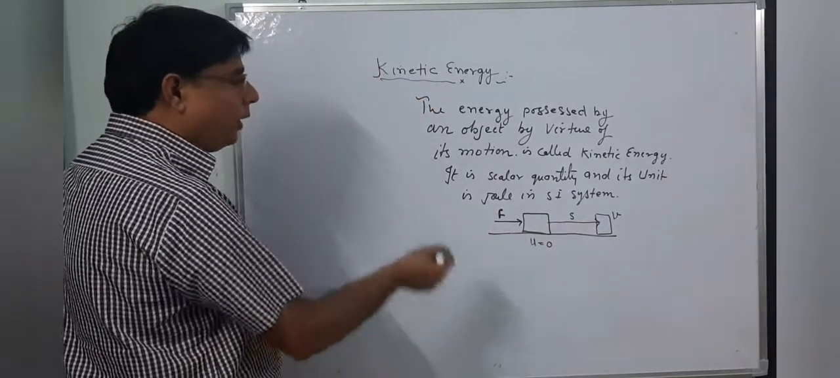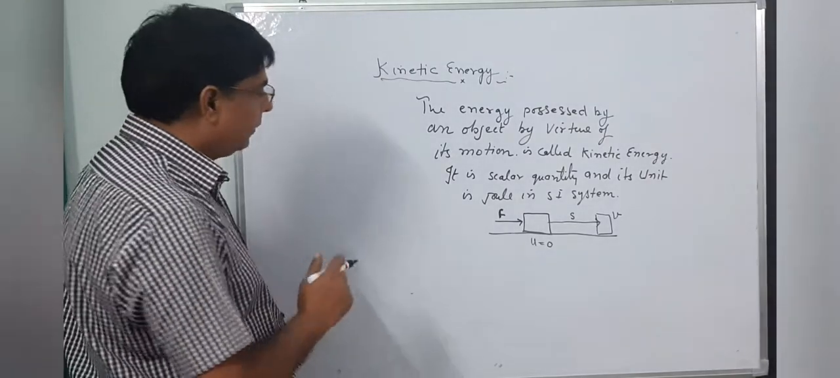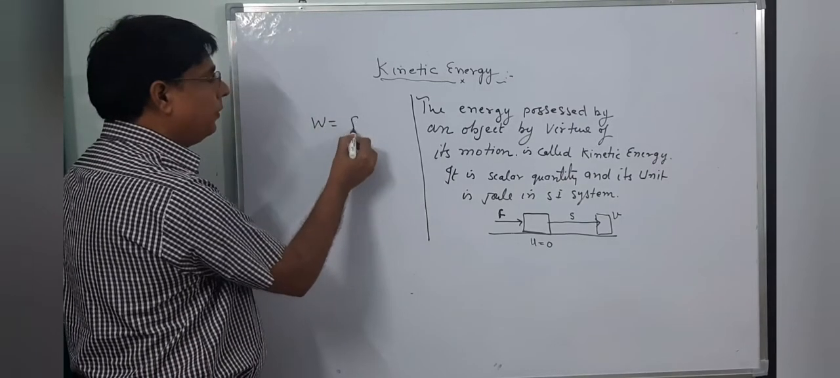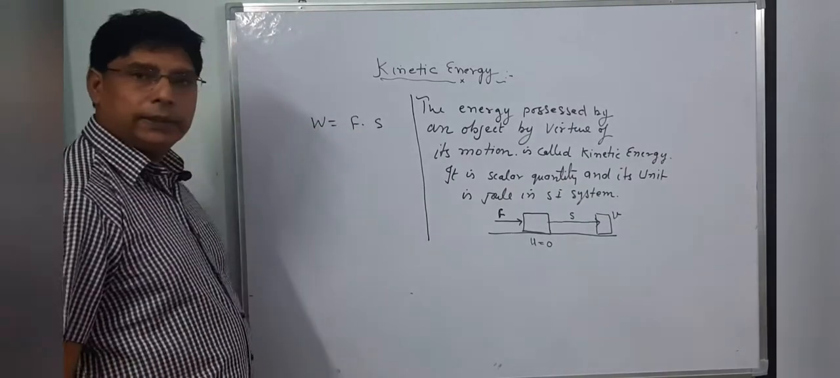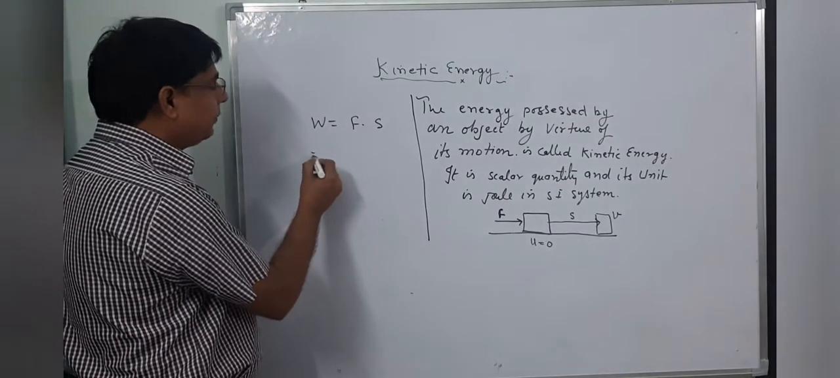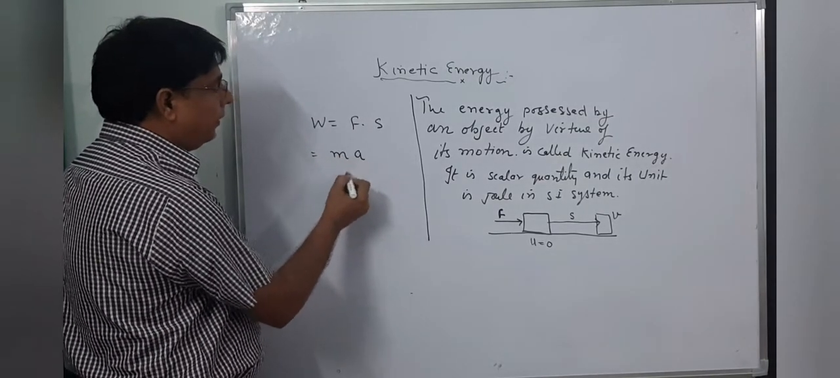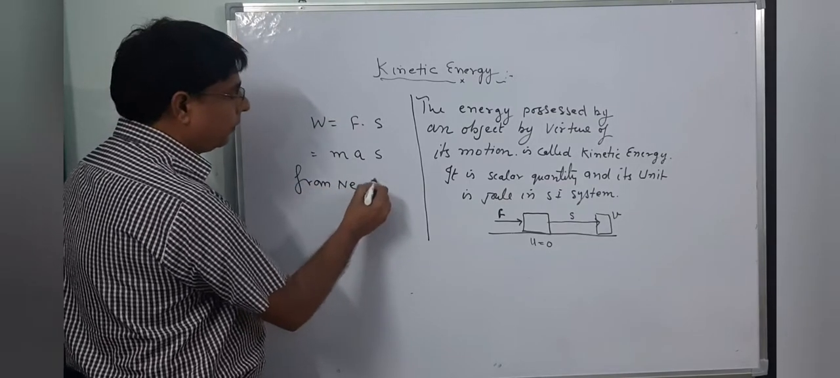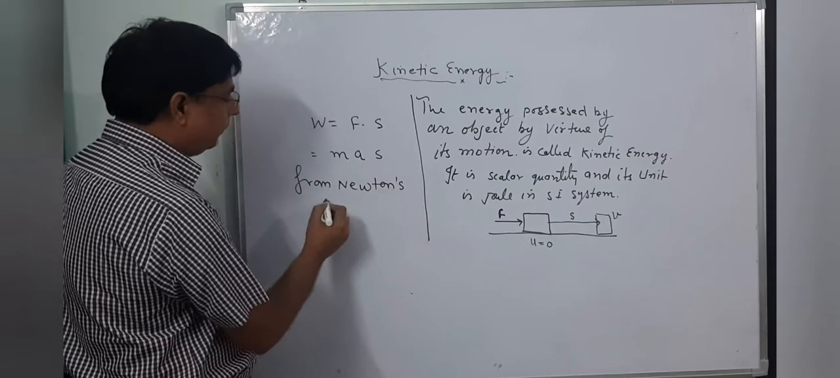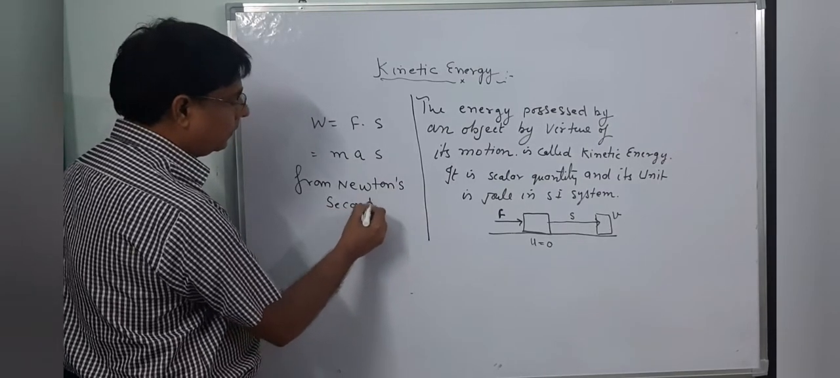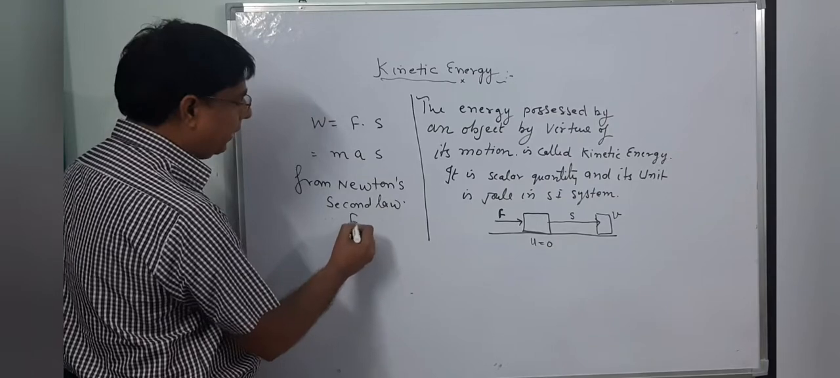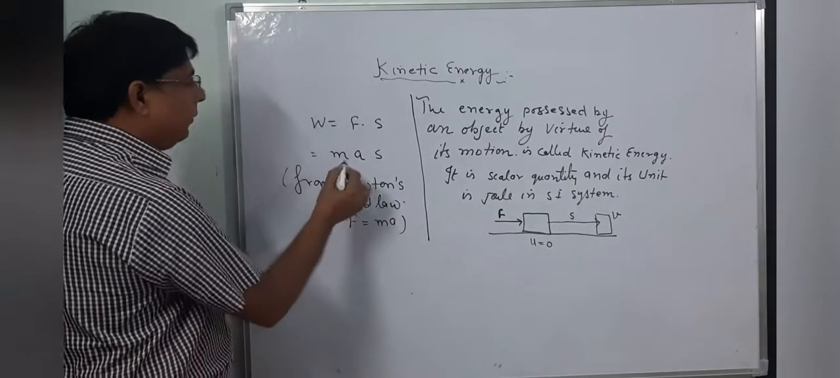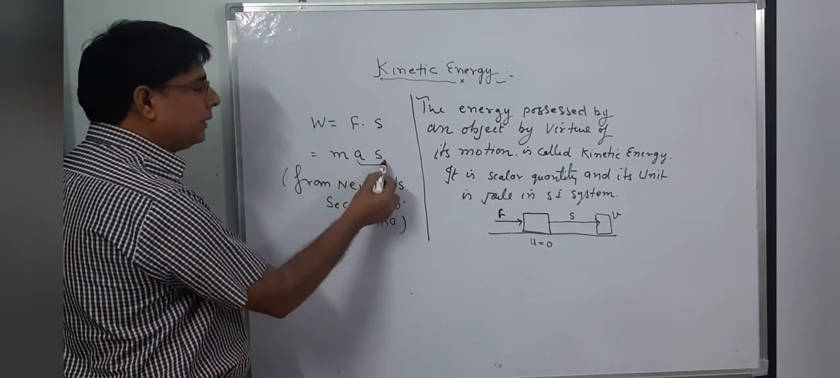So what is the amount of work done on this object? That is W equal to force into displacement. And what is the force? Force equal to ma, from Newton's second law. We know that F equal to ma. Now we have to find out the value of as.